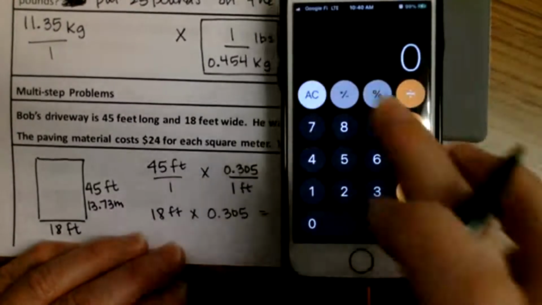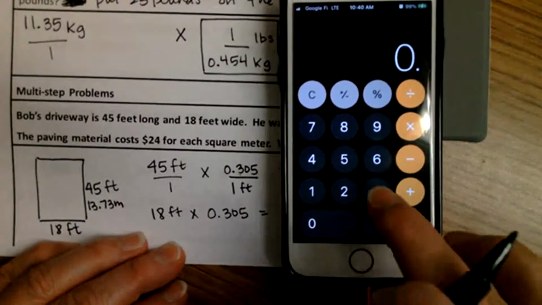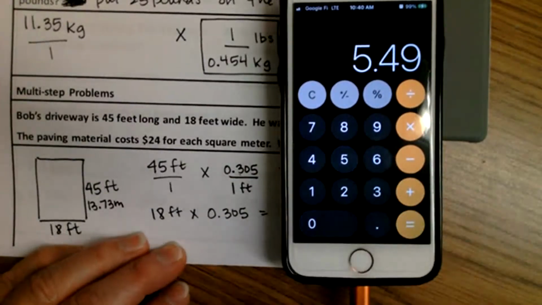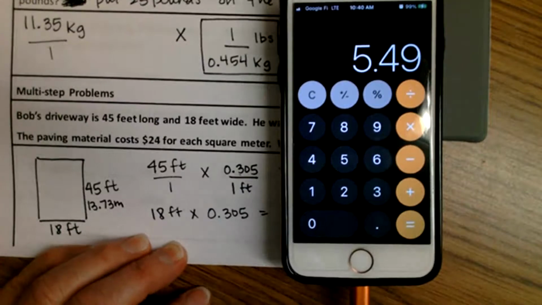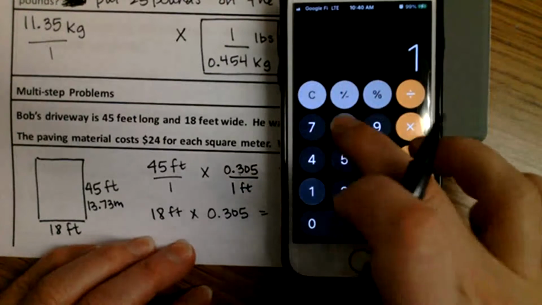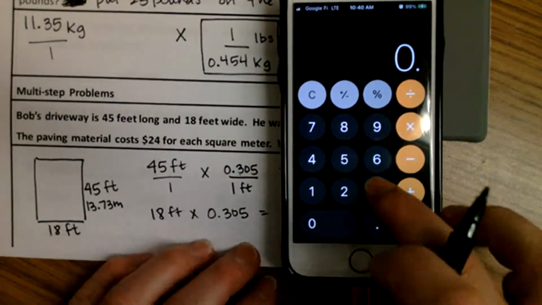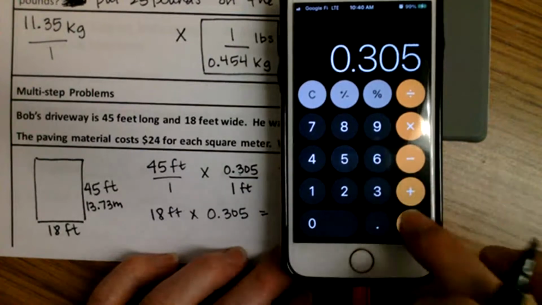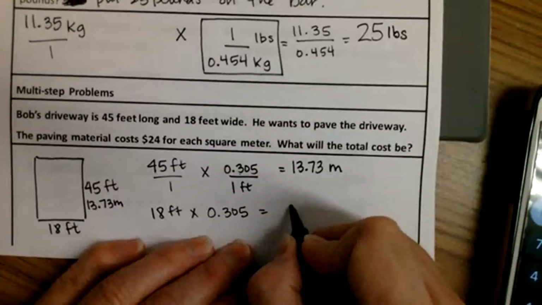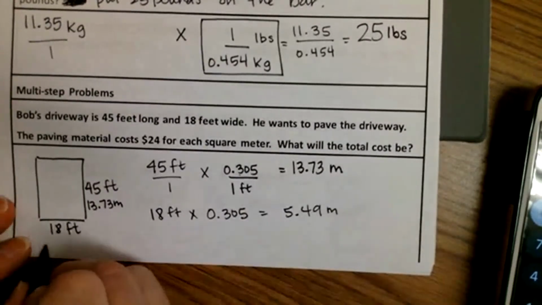So let's get our calculator. We're going to do 18 times 0.305, and I get 5.49 meters. Let me do that again just in case. 18 times 0.305. Yep, 5.49 meters. I'm going to put that right here.